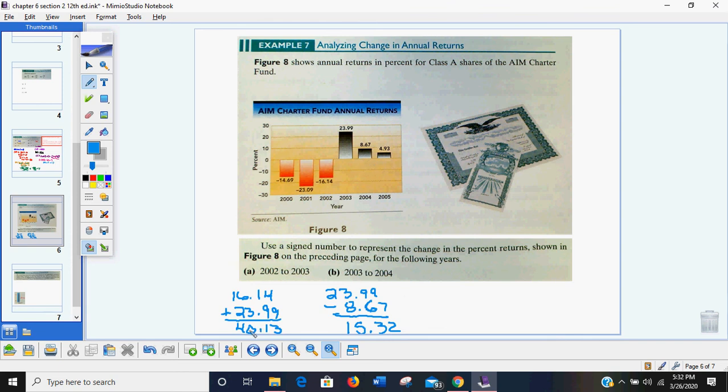The first one, it increased, it went up. The second one, it decreased in those years. So they're going to say it decreased 15.32. And a lot of times they'll represent that as a negative 15.32 because it decreased. Okay, let's look at the next one.